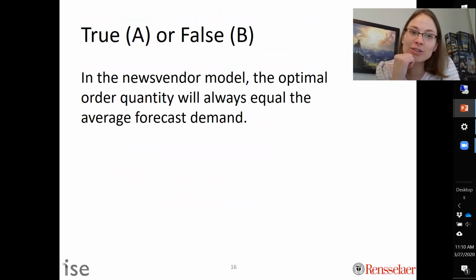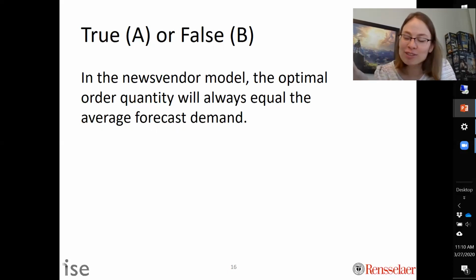Okay, so our next question is true or false? In the Newsvendor model, the optimal order quantity will always equal the average forecast demand. So another way to say this, in the Newsvendor model, the optimal order quantity will always equal our expected value of demand during the selling period.